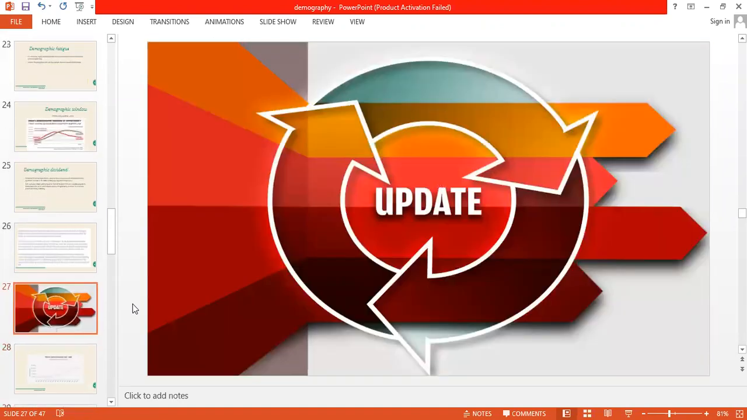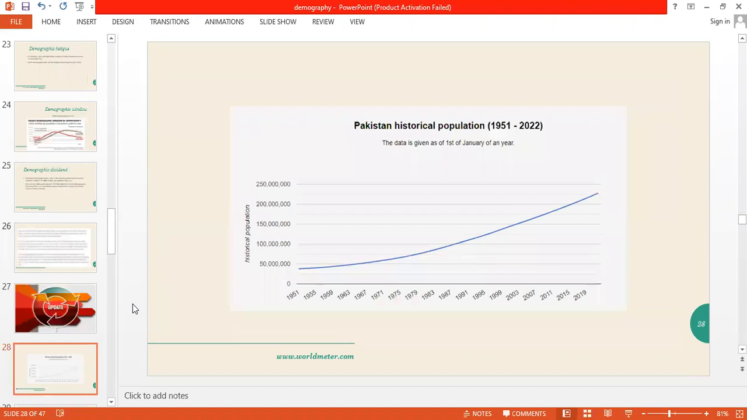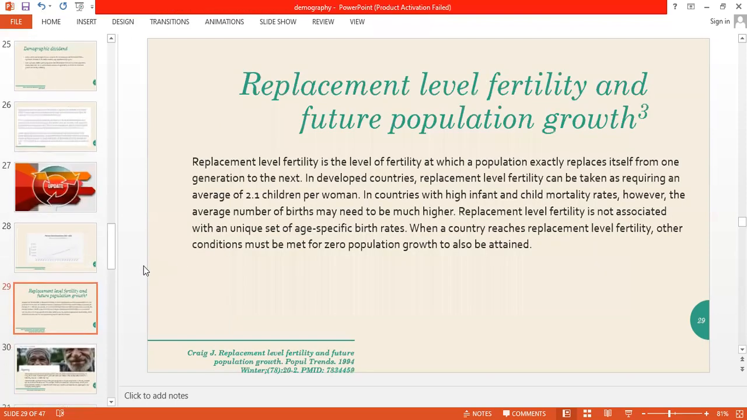Now it's time for the updates. This is the Pakistan population projection from 1951 to 2022. This graph shows the increase in the population of Pakistan. This is an article in which replacement level fertility and future population growth are discussed.